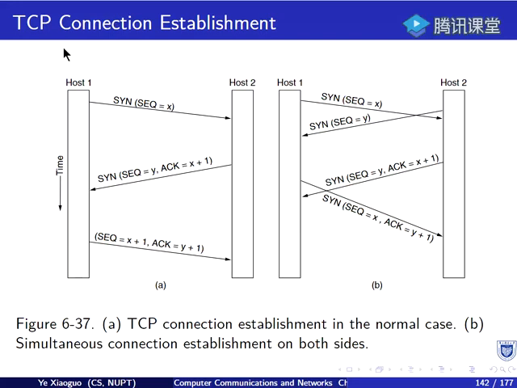Now, we should understand the TCP connection establishment mechanism. In the normal case, host 1 sends a connection request to host 2. Host 2 sends back an acknowledgement with SYN sequence number and ACK to host 1. Then host 1 sends ACK to host 2. Then a connection can be established between host 1 and host 2.